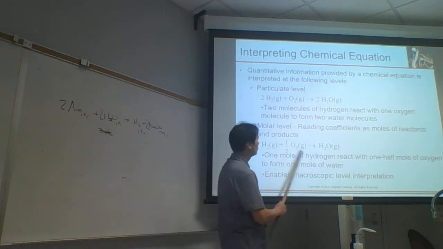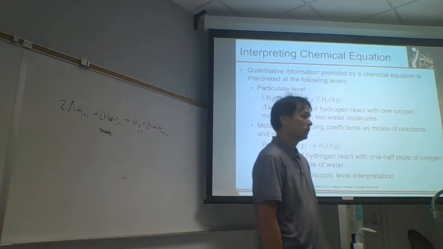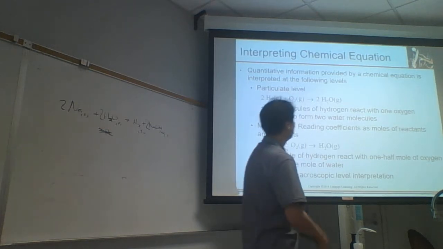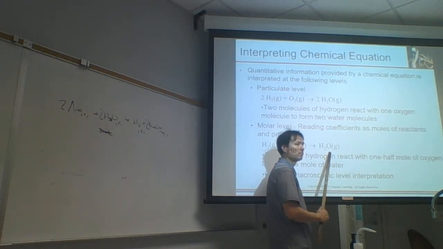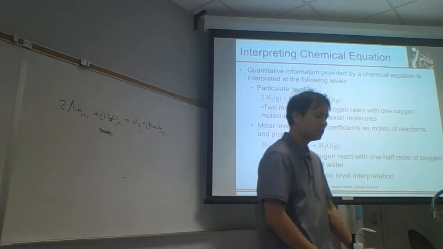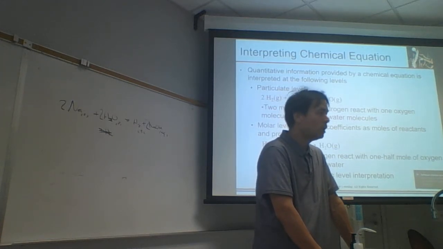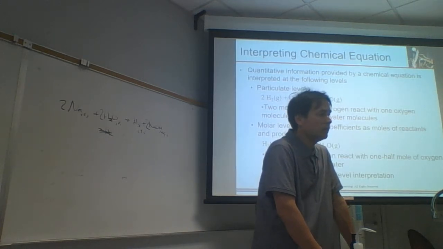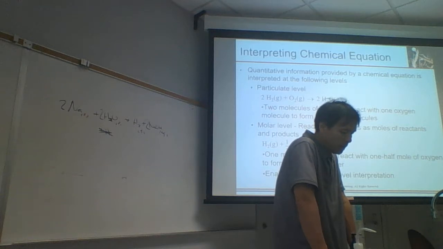Oftentimes you'll see fractions when we're interested in water. Is this reaction endothermic or exothermic? It's exothermic. How much heat is produced? Well, it depends on how much water is formed. If you form 2 moles of water versus 1 mole of water, you're going to form twice as much heat. It's like if you try to melt 1 pound of ice versus melting 2 pounds of ice, is it going to take the same amount of heat to melt 2 pounds of ice? No. You got to use twice as much heat if you have twice as much ice.